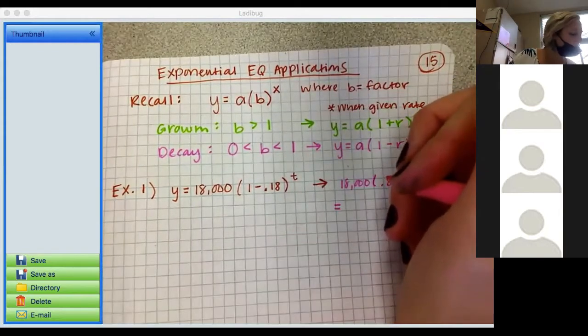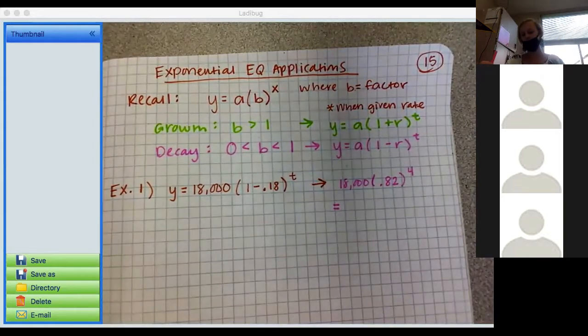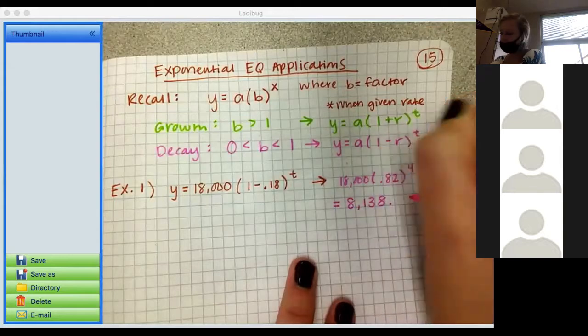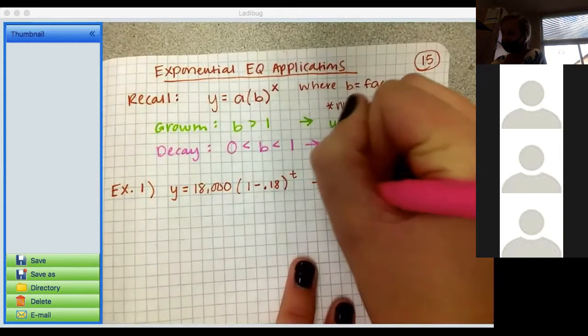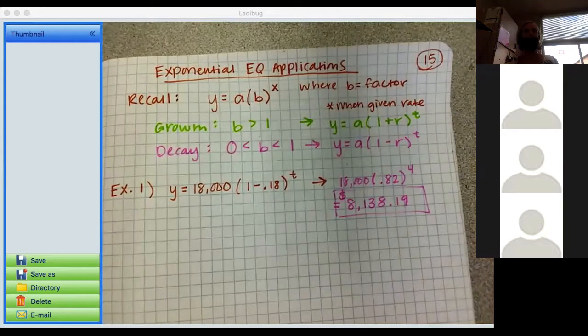So after 4 years, she will hopefully be able to sell her car. Oh no, my calculator died. Good thing I got a whole drawer full. And you can do this in Desmos too, raised to the 4th. $8,138.19. Doesn't that suck? 4 years and you're out $10,000.